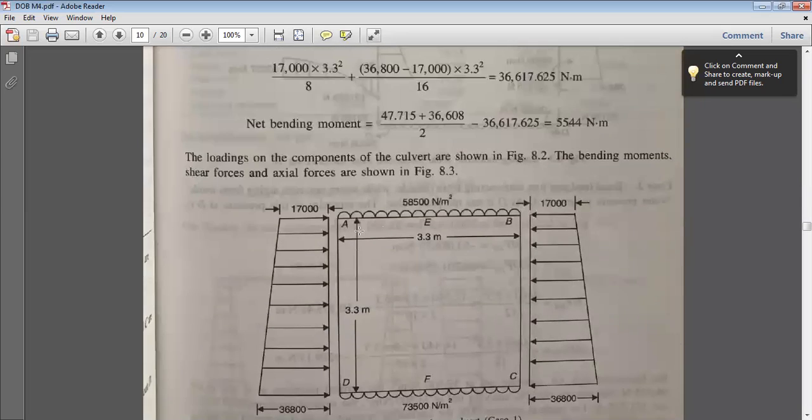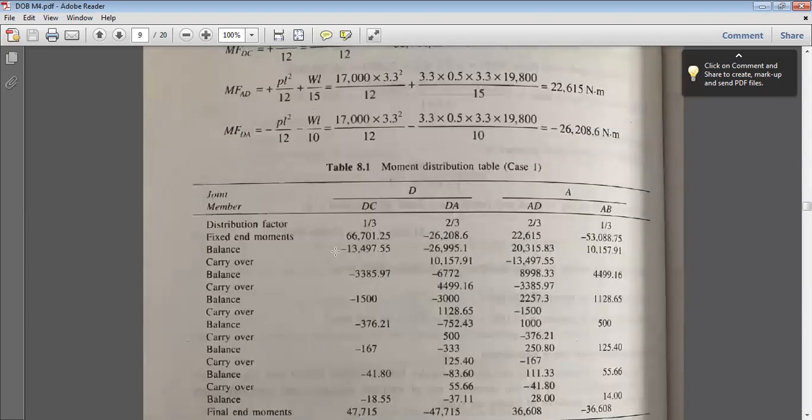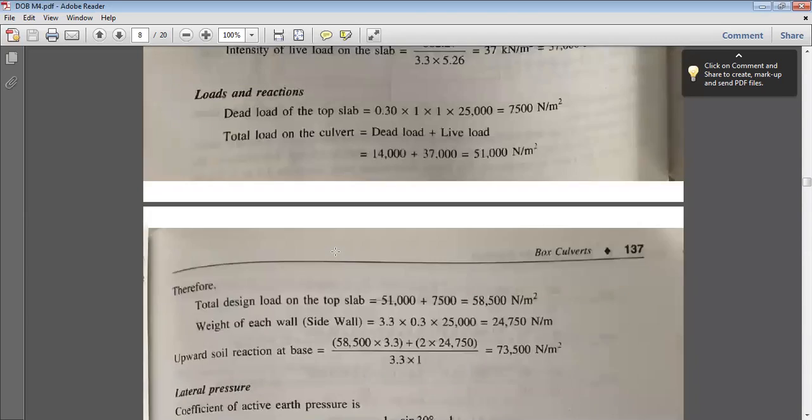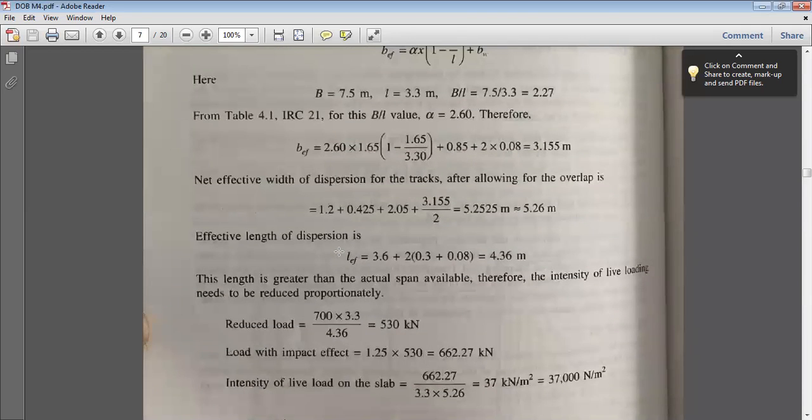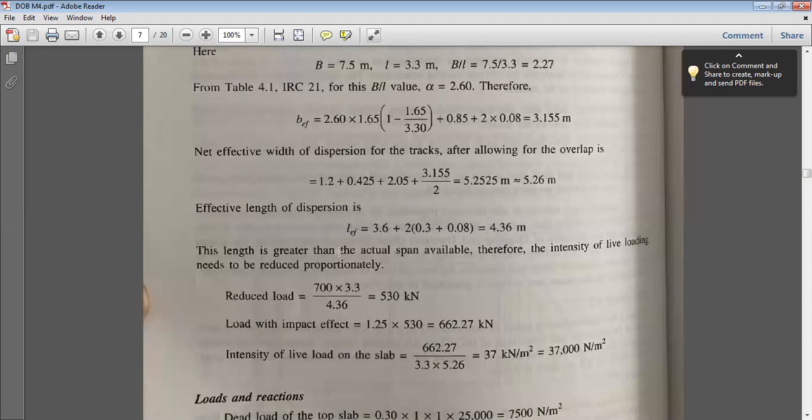So this is your box culvert. Along the length, if you draw the width of dispersion diagram as you have drawn in slab bridges, 1.2 C distance, right? After that, 2.05 from center to center of the wheel, 3.155 by 2. So total width of dispersion is 5.26 meters.